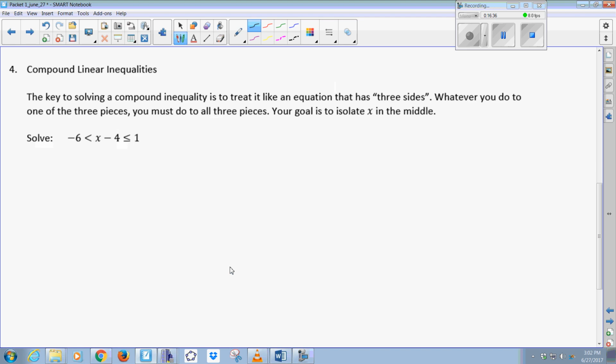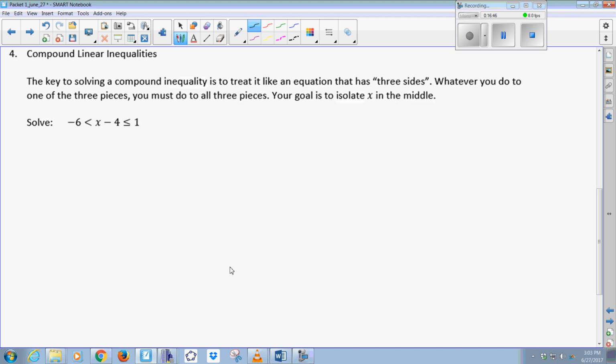Okay, sometimes we get to put two inequalities together in one inequality, sort of like a compound sentence. Linda went to GCC and then she went home. So I took two full sentences and combined them with and. In the old days, we called that a compound sentence. The key to solving a compound inequality is to treat it like an equation that has three sides. Whatever you do to one of the three pieces, you must do to all of the three pieces. So your goal is to isolate x in the middle.